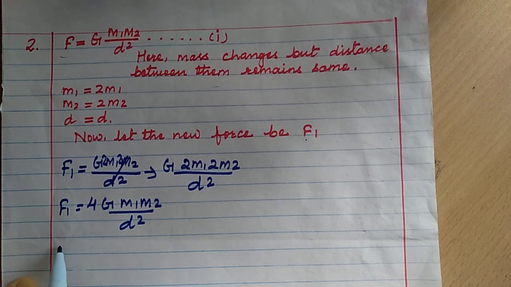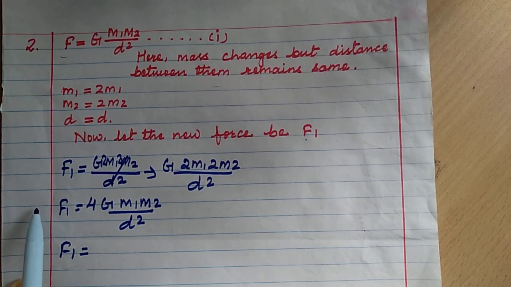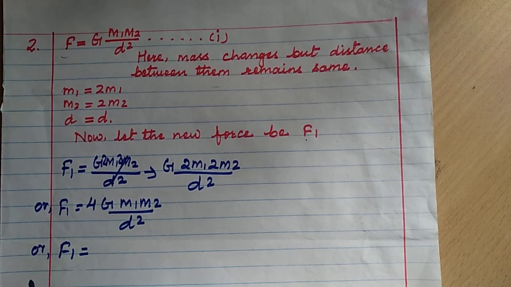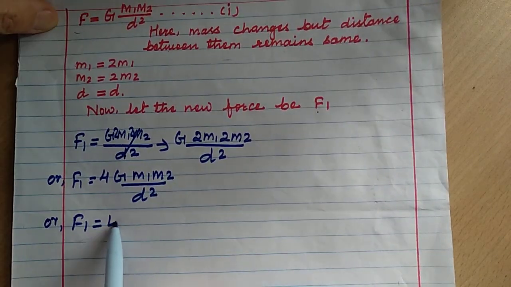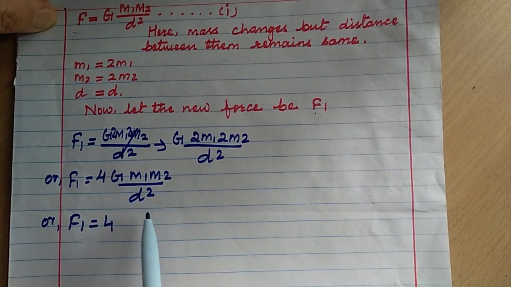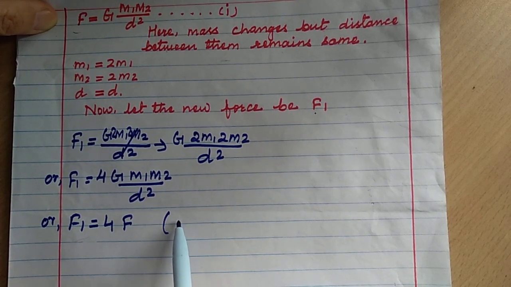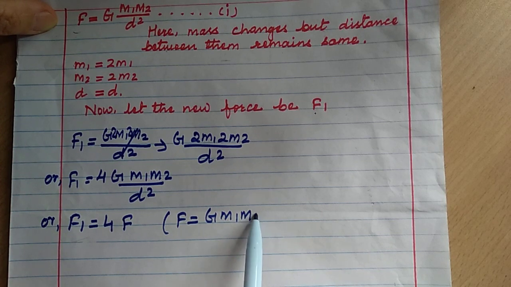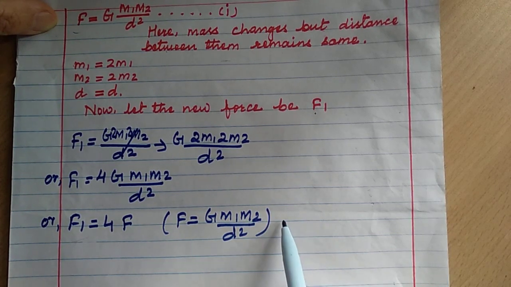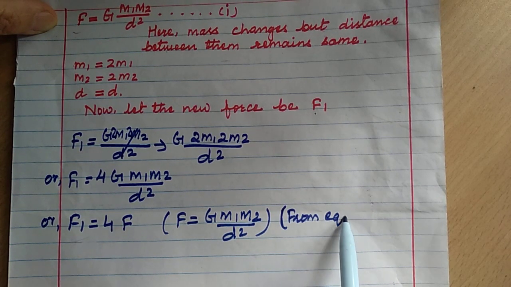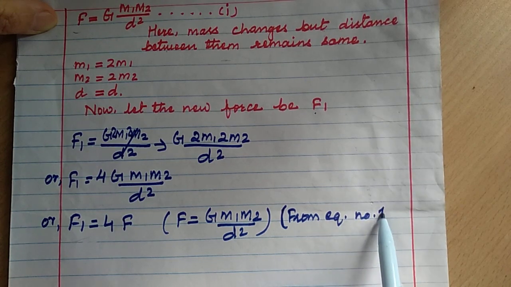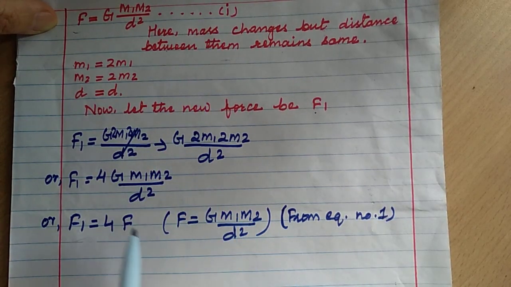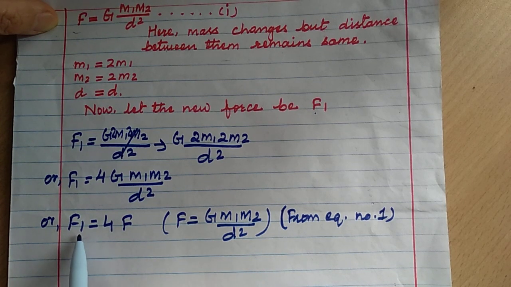Here, F1 is equal to, you should write the equal sign here in front because this is an equation. F1 equal to 4, and in place of G m1 m2 divided by d square you can write F, because from Newton's universal law of gravitation, F equal to G m1 m2 divided by d square, from equation number 1. From this equation you can substitute the value here. So F1, the new force, is equal to 4 times the previous force.